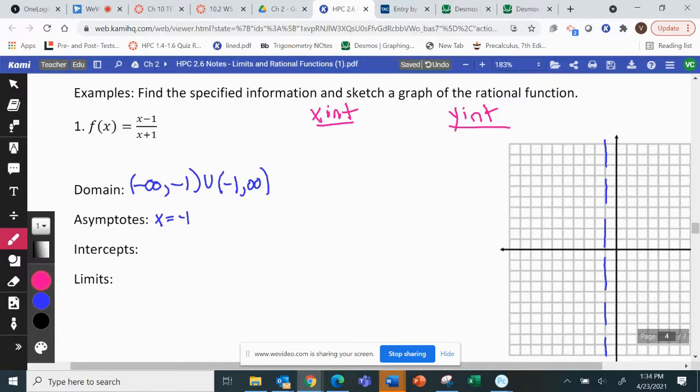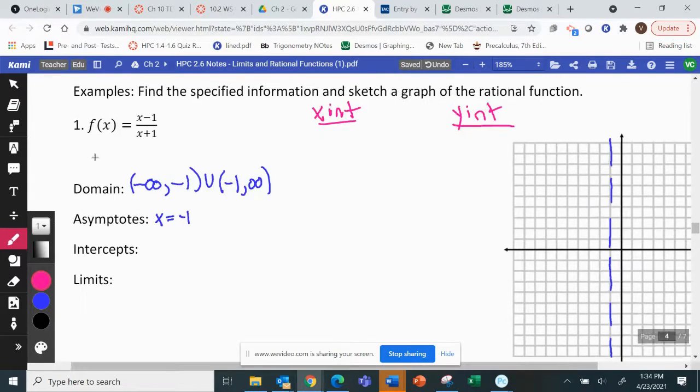Madeline, do you know how to find the x-intercept? Plug in 0 for y. Okay, so I will have 0 equals x minus 1 over x plus 1. I'm going to put 0 over 1. I'm going to cross multiply that. So I get 0 equals x minus 1. So x equals positive 1. One of my intercepts is at 1, 0.